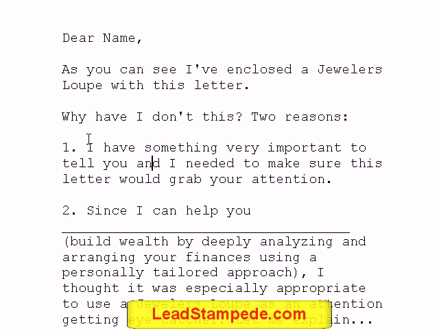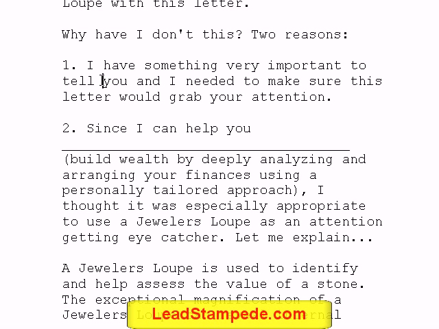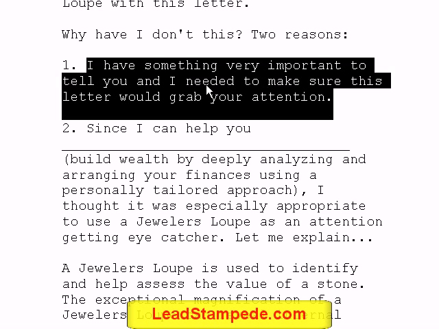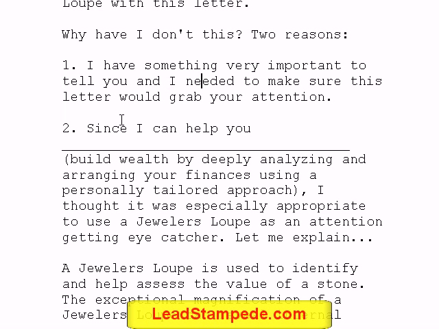Two reasons. This is the old Gary Halbert standard where you introduce two reasons you're inserting a grabber, or attaching a grabber to the top of the letter. Why have I done this? Two reasons. I have something very important to tell you, and I needed to make sure this letter would grab your attention. So right there, you're just being straight up with them. You're not hiding anything, not pulling any punches.